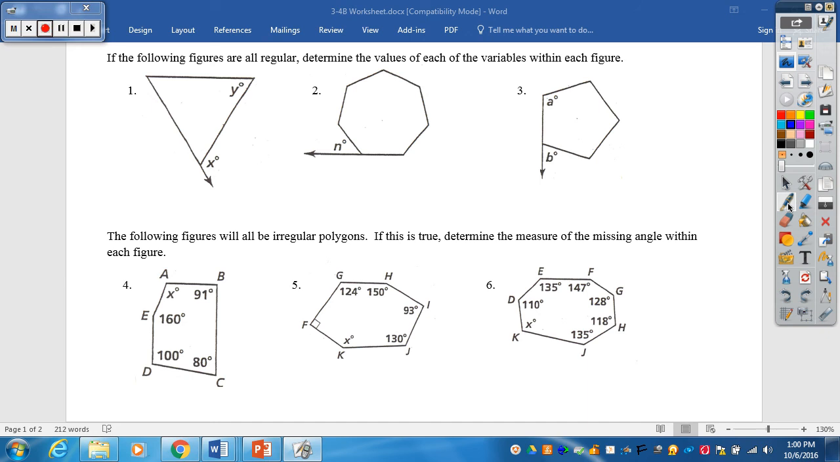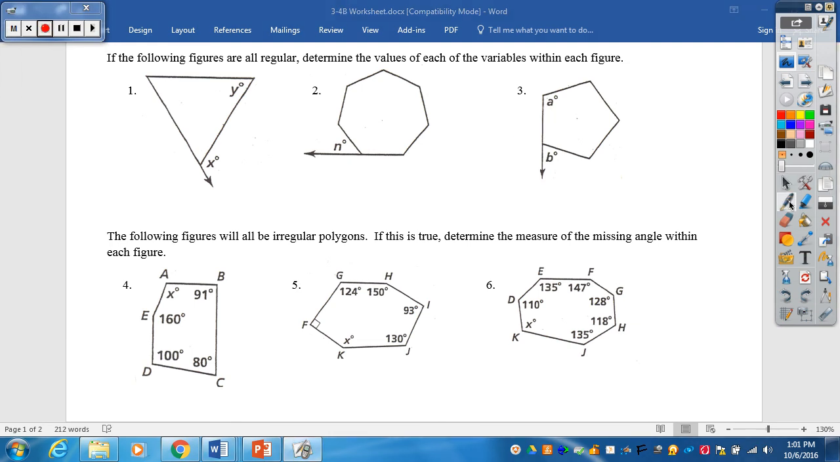So, is that going to work? Oh, you know what? Let's see here. My board's not working. Let me pause this for a quick second. All right, I believe I've got it going now. Let's see here real quick.